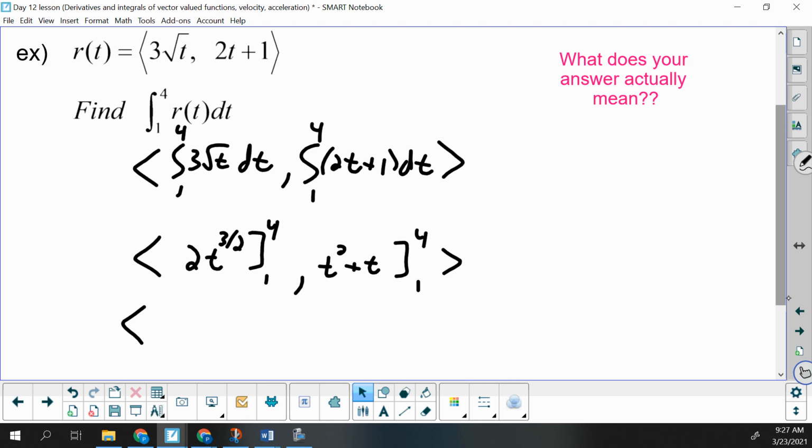4 to the 3/2: square root of 4 is 2, 2 to the 3rd is 8, 8 times 2 is 16. 1 raised to anything is 1, then times the 2 is 2, so we'll have 16 minus 2 there. When we sub in the 4, we'll have 16 plus 4, so 20. And then 1 plus 1 is 2, so we'll have minus 2. So we eventually get that this is just 14, 18.